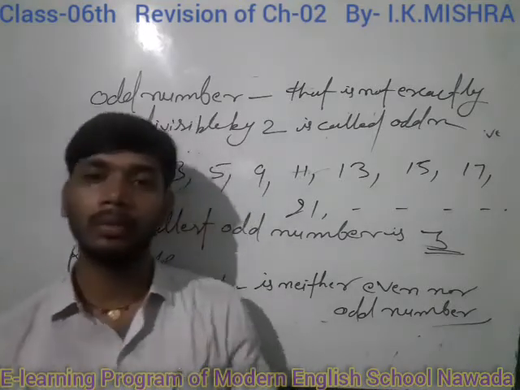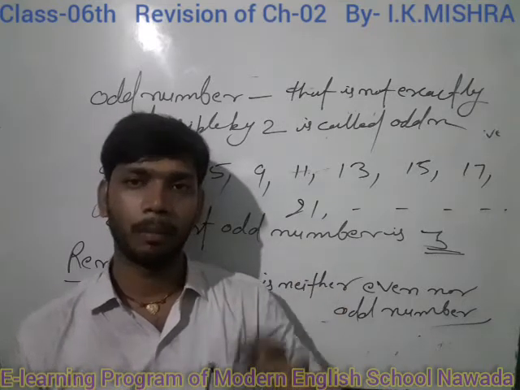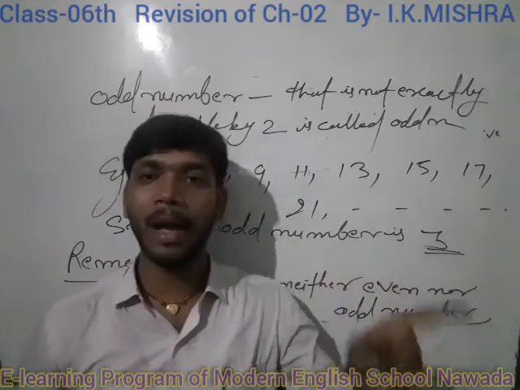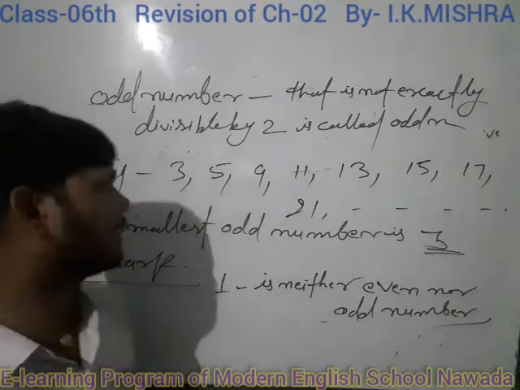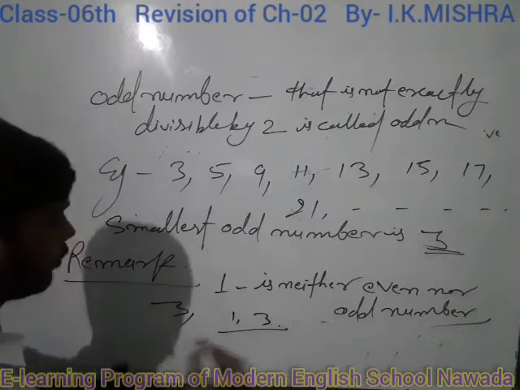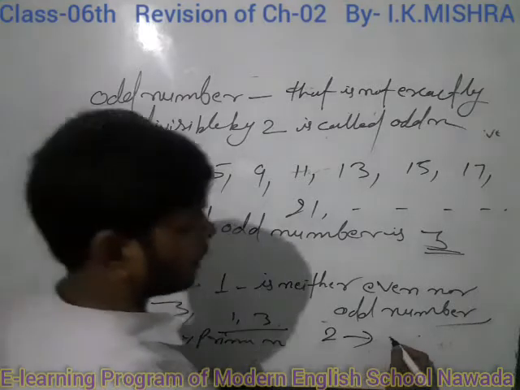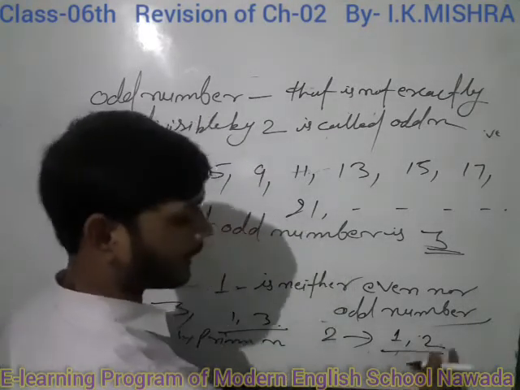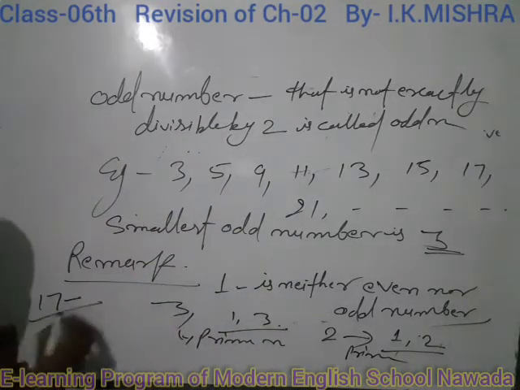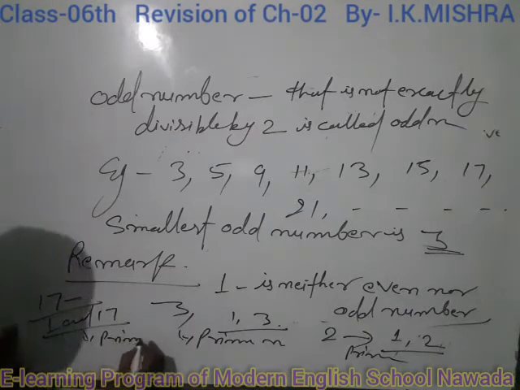Friends, now you have to know prime numbers. A prime number is that number which has exactly 2 factors, 1 and the number itself. Suppose I write 3. 3 has only 2 factors, 1 and 3, so it is a prime number. 2: its factors are 1 and 2, 1 and the number itself, so it is a prime number. Here I write 17. It has 2 factors, 1 and 17, so it's a prime number.